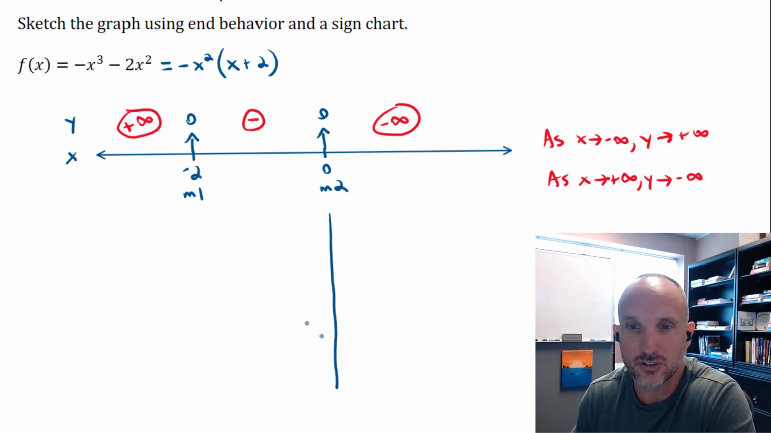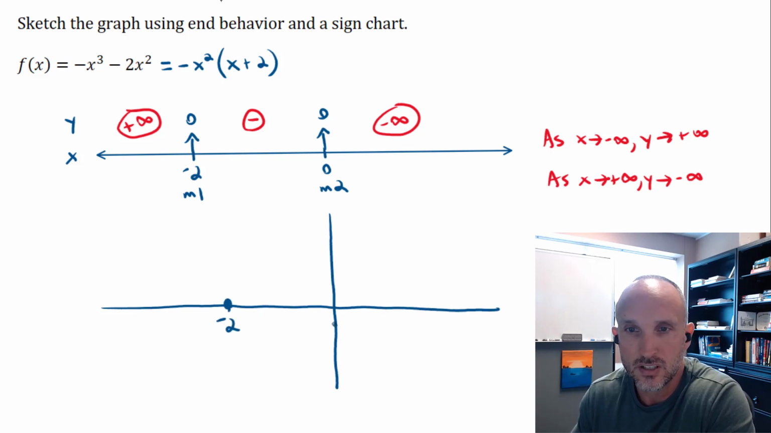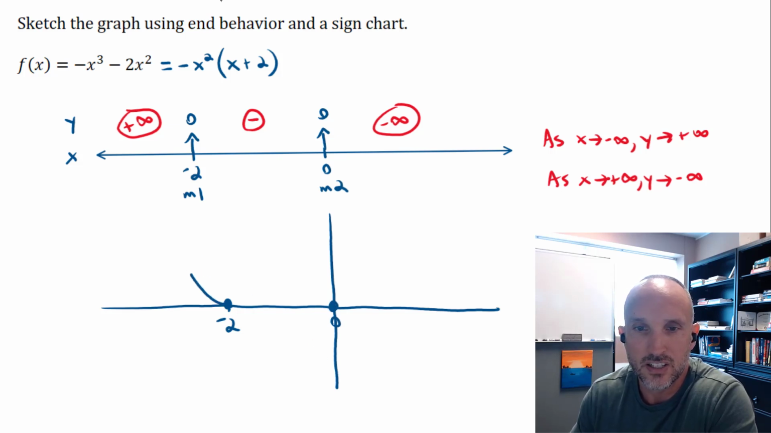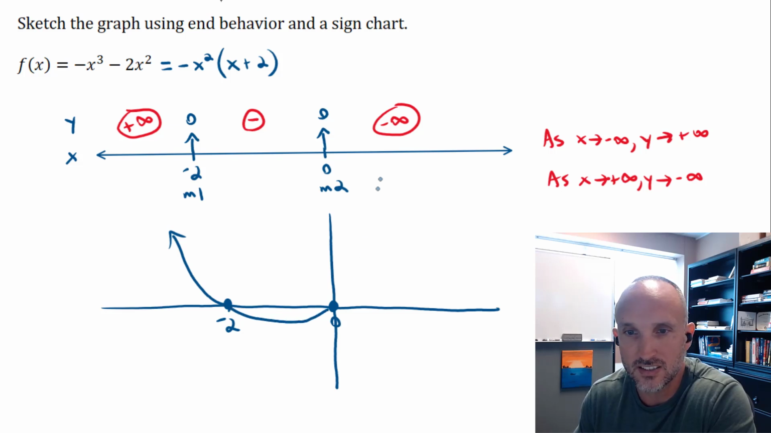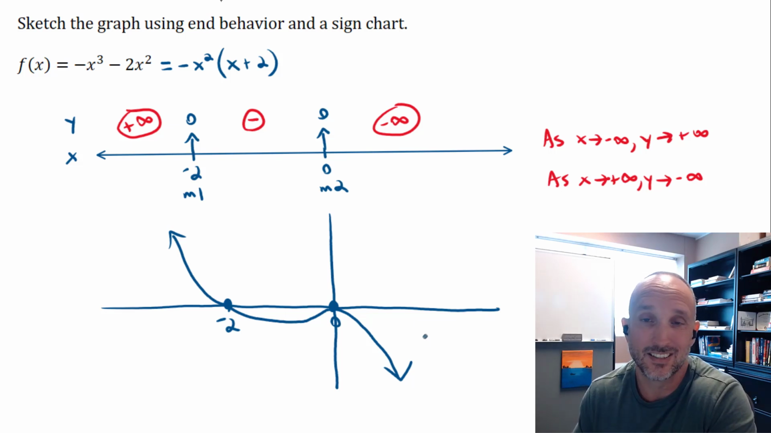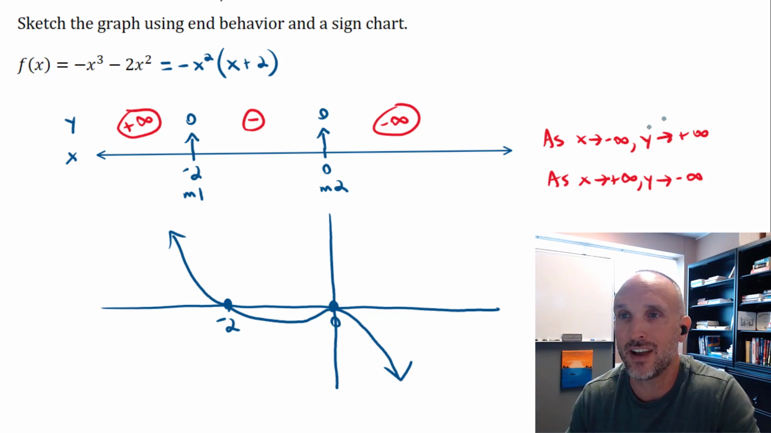Let's sketch the graph. -2 is a 0. 0 is a 0. The left end goes to positive infinity. Between -2 and 0, we are negative y values, so we're below the x-axis. And then after 0, we go to negative infinity. And that is it. That's all there is to it. Just have to be able to factor.